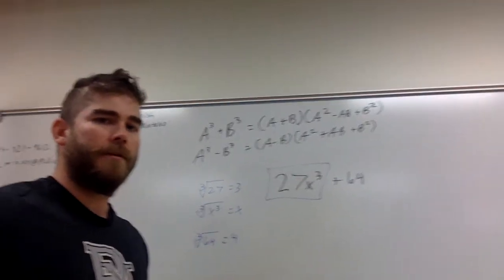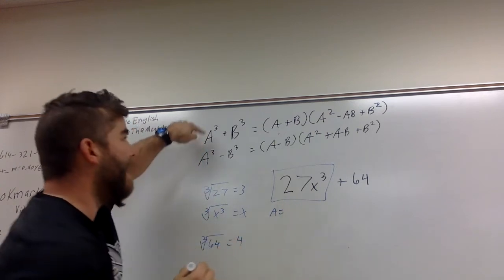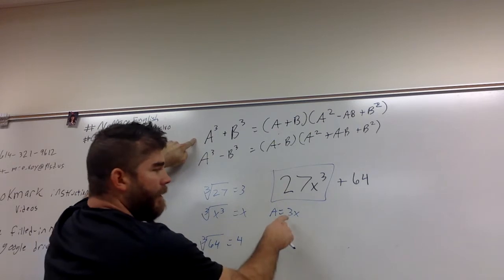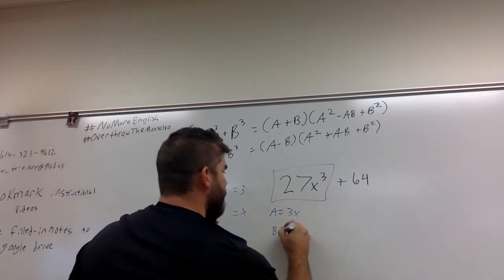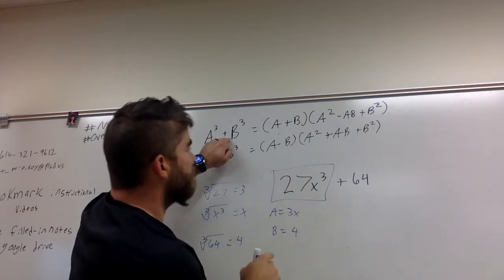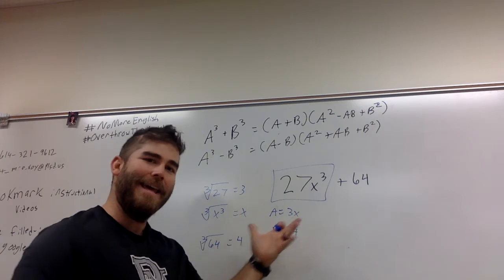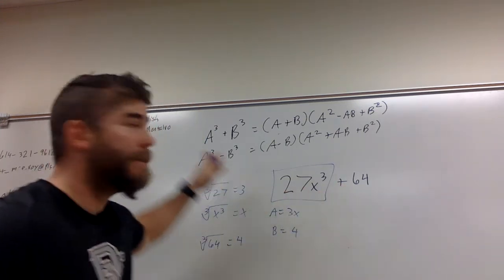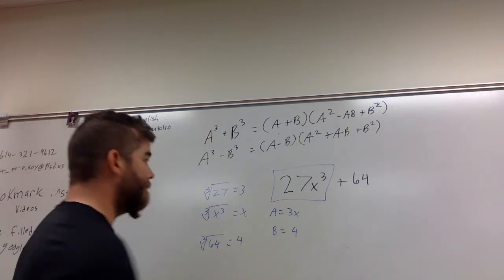And then what I was able to do is identify my a term. We have a cubed, well, a is just going to be 3x then. 3x cubed is 27x cubed. My b then is 4, because b cubed will be my 64. So I've identified my a and I've identified my b, and now I'm going to choose the correct formula. This is a plus, so I'm choosing plus. Choose the correct formula, and I'm going to plug it in.